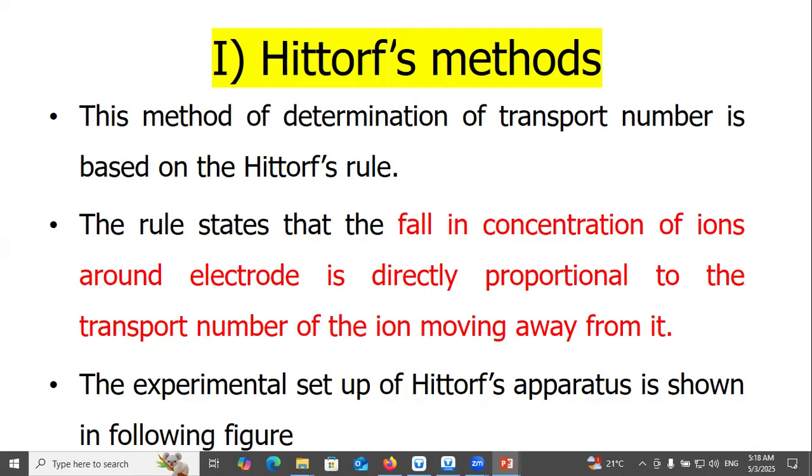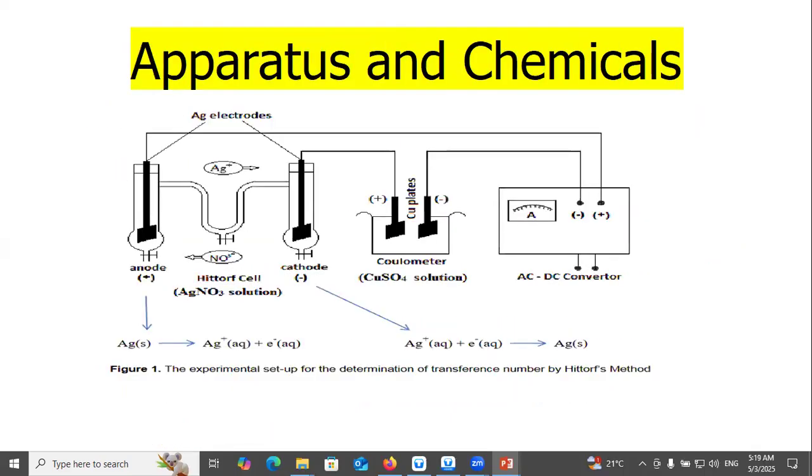The experimental setup of Hittorf's apparatus is shown in the following figure. Apparatus and chemicals: Hittorf cell, silver nitrate solution, anode and cathode. This is the coulometer with copper sulfate solution. This is the converter. At the anode, silver releases electrons, and at the cathode, silver gains electrons.